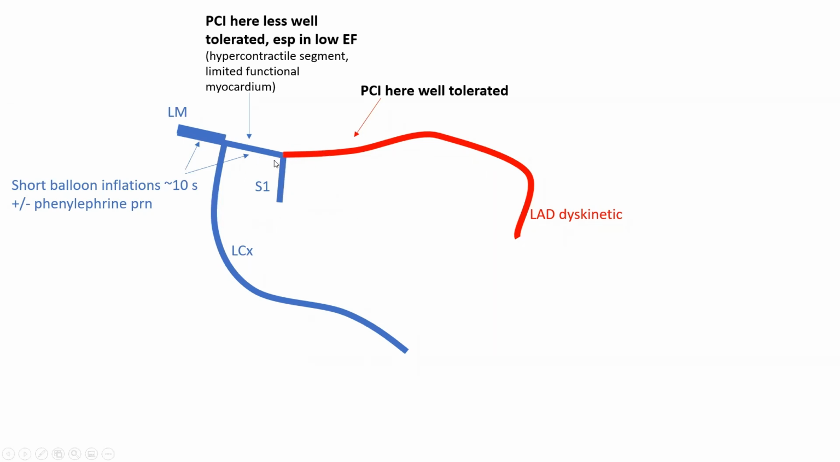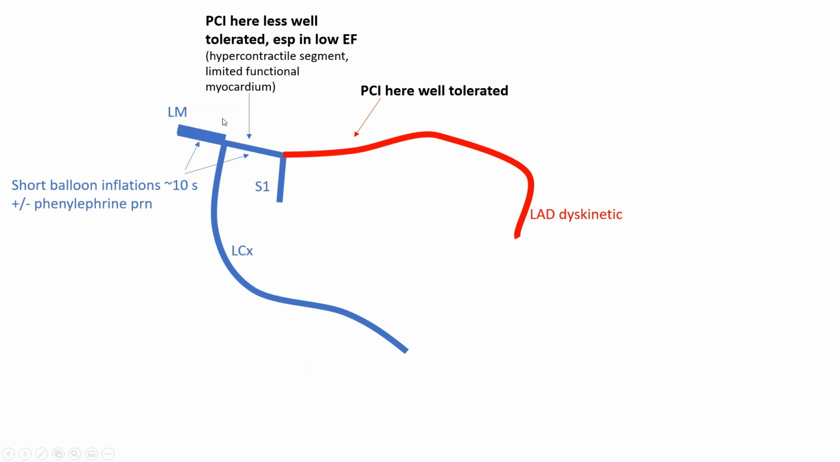S1, that first large septal, supplies the base of the heart and may prevent shock. That's why if you have an anterior MI with an occlusion past the first septal, cardiogenic shock is uncommon. Before the first septal, this is where cardiogenic shock is much more common. So that's why not all low EF are the same.